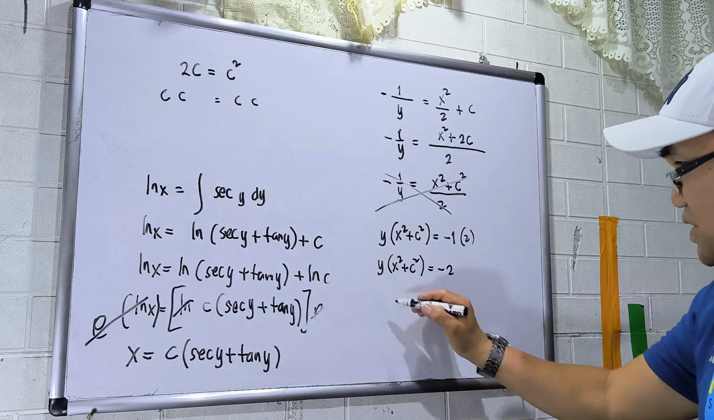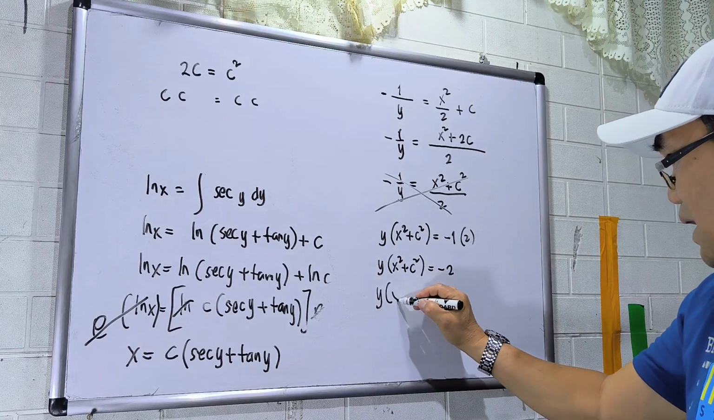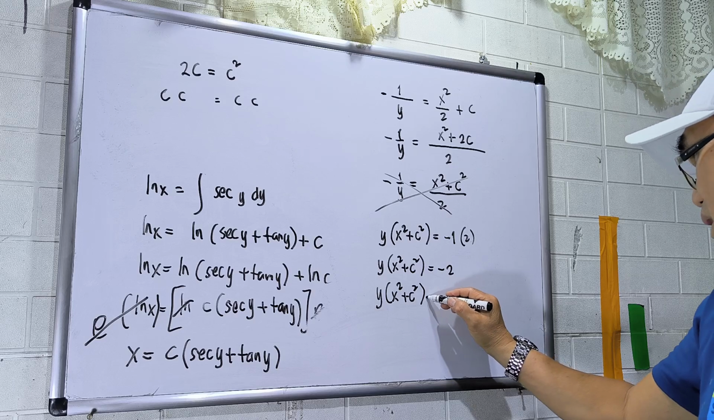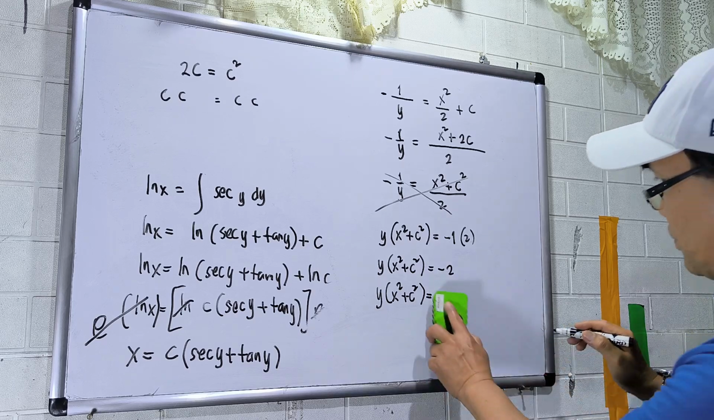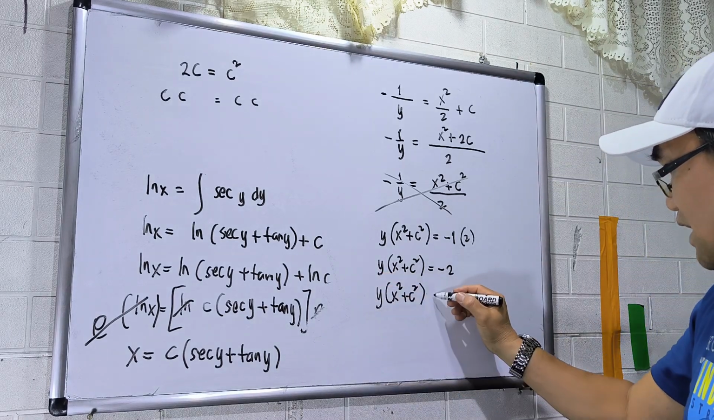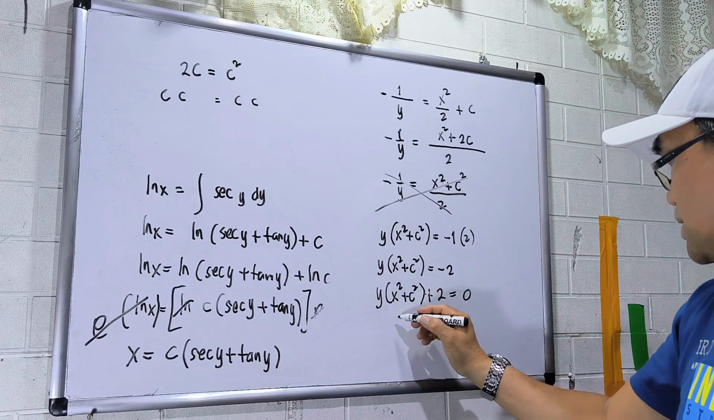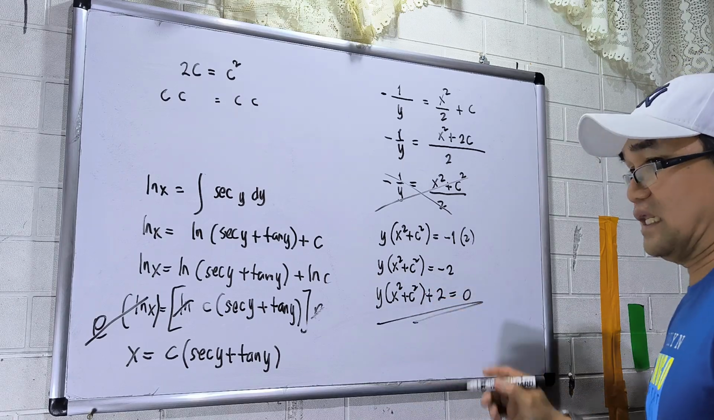And then the final answer will be y, in parentheses, x squared plus c squared is equal to, no, transpose to the left, this will be positive 2 and is equal to 0. So this is now my final answer.